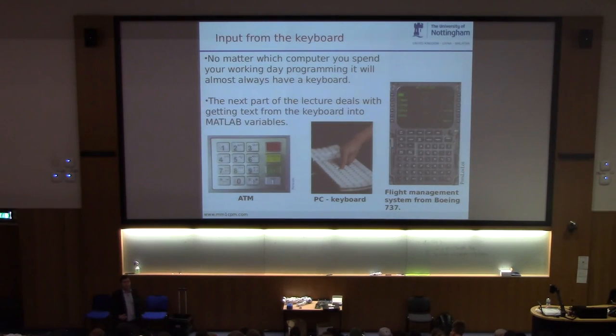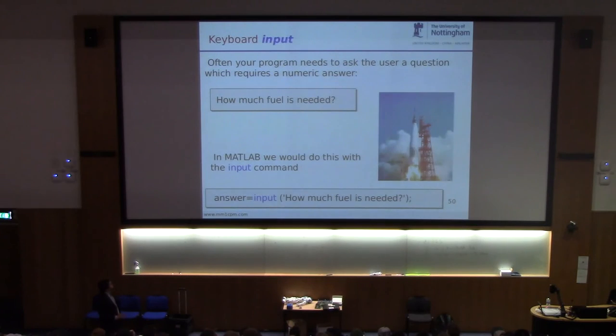So everything's got a keyboard. That DSP board I was handing around, where is it now? Where's the DSP board? Where's the green? Yeah, that's got a shoddy little keyboard on it there. It's got 5 keys or something. ATMs have keyboards, PCs have keyboards, flight management systems have keyboards. You need to get input from a keyboard.